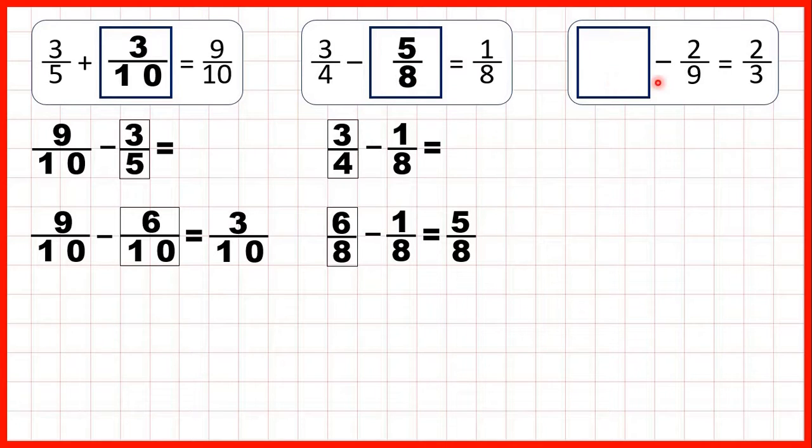Now, something minus 2/9 equals 2/3. So here, it's the first number in the subtraction problem that's missing, so we have a missing minuend.